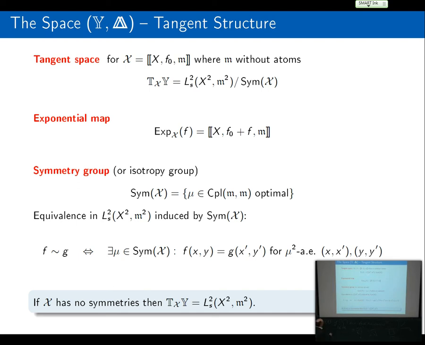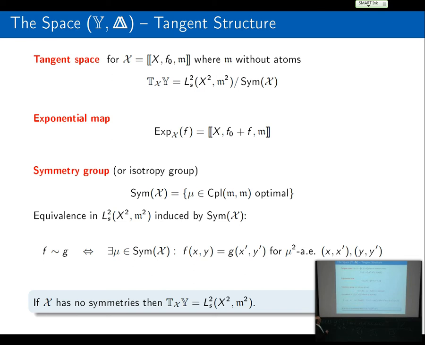And how does such a tangent space act? The exponential map in a given space X, represented by X naught, F naught, means that you add this to the distance function. And you immediately can see that typically it's hard to believe that adding a function to a distance function preserves the triangle inequality. But sometimes it's possible. For instance, you can add epsilon times the distance itself. And in this setting, you can describe very precisely what happens then.